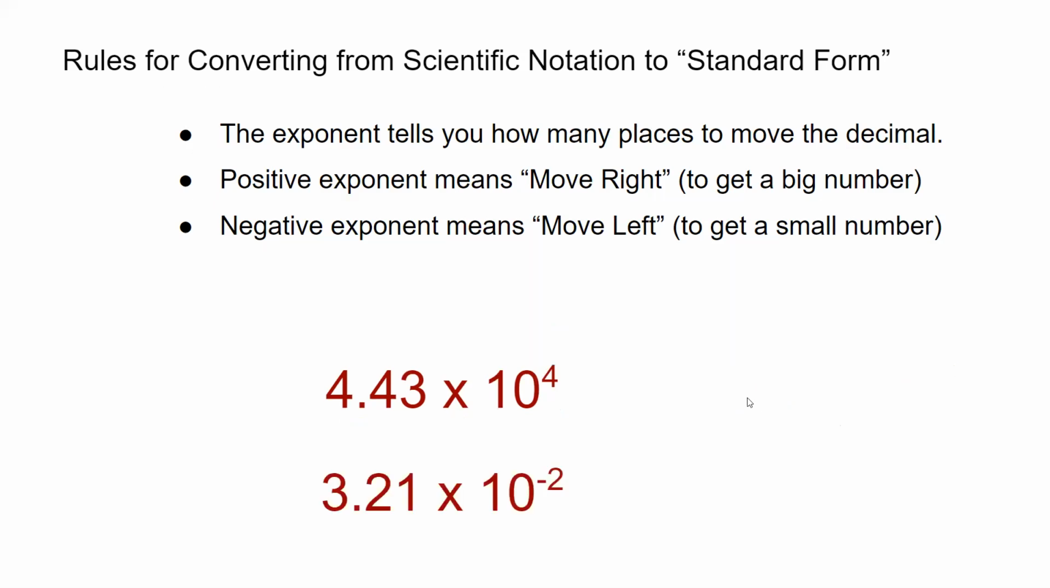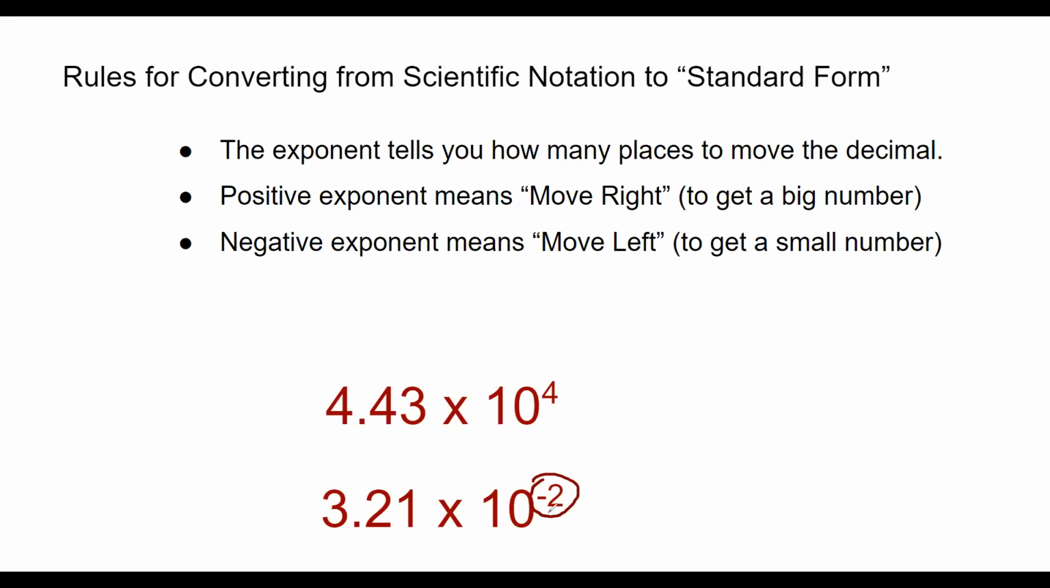3.21 times 10 to the minus 2. Right away, we should take note of this and say, oh, minus 2, this is a small number. I better end up with a small number. So let's rewrite what we have here. Actually, I'm going to do it with the number that's already there.